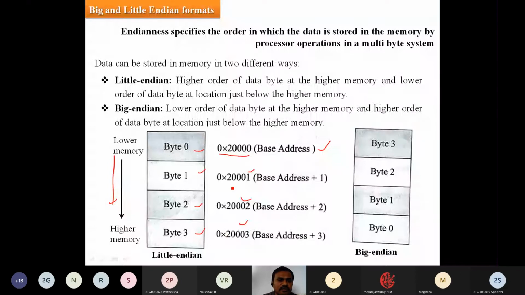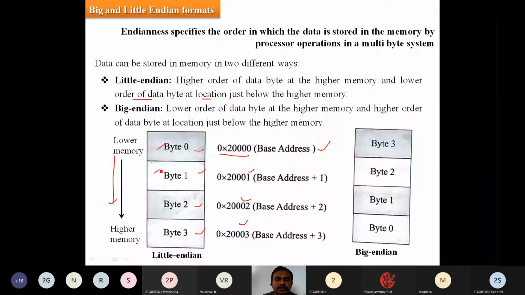So lower byte data are stored in the lower memory locations. Means byte 0 and byte 1 are stored in lower memory, and byte 2 and byte 3 are stored in higher memory.